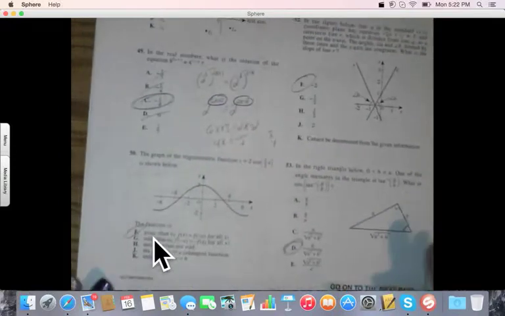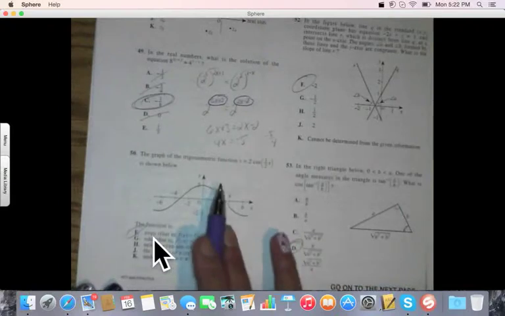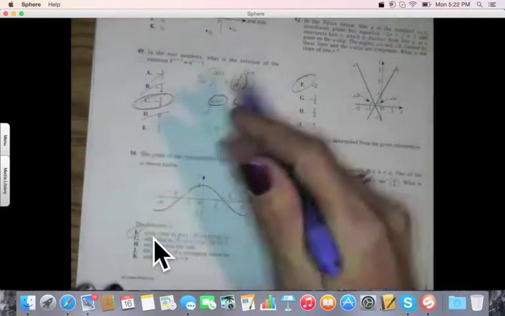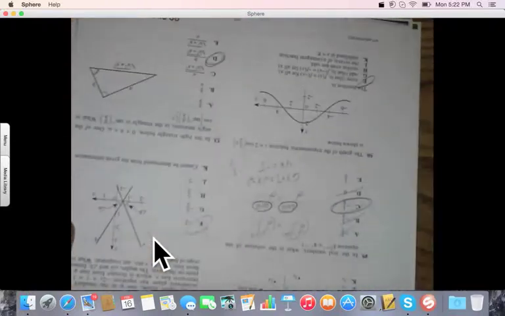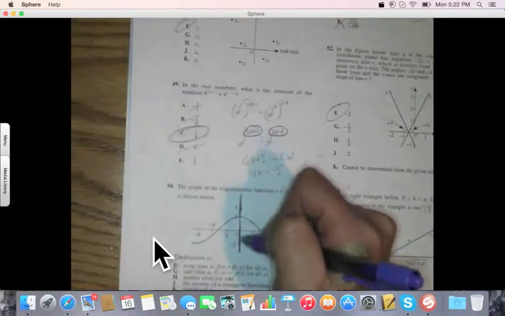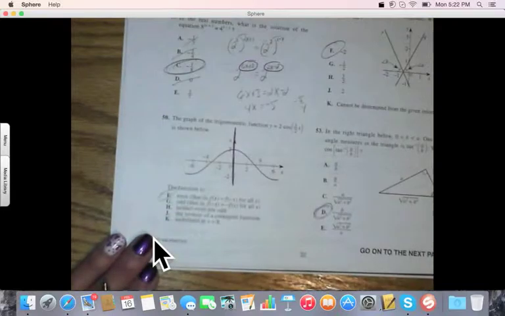Okay, 50 was challenging. We never went over even and odd functions in trig. An even function has a vertical line of symmetry. An odd function has a 180-degree rotational symmetry, which means you can flip it around 180 degrees and it still looks the same. This one does not. But it does have a vertical line of symmetry, which makes it an even function. So it's even.